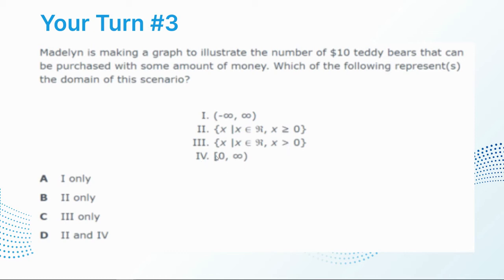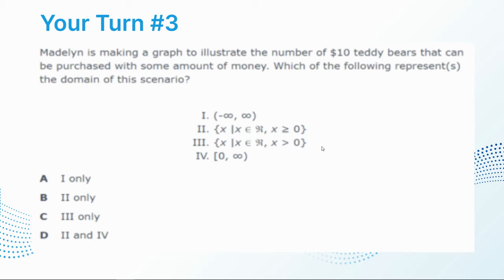And then the fourth one says, in interval notation, x is included all the way up to infinity. So think about it logically. How many teddy bears can be bought? Can you buy 0 teddy bears? Yes or no? That'll determine whether or not it's an equal to or not equal to. Is there any limit to the amount you could buy?